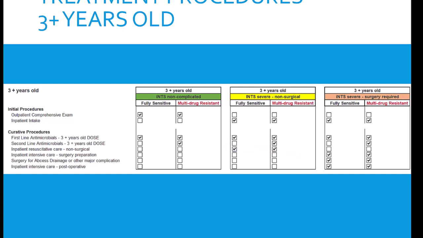When you move down to the surgery required cases, though, those, whether they're fully sensitive or multi-drug resistant, are going to be receiving inpatient intensive care surgery preparation, surgery for abscess drainage or other major complications, and inpatient intensive care post-operative care. So what we've done here is make sure that the procedures that are available are being applied to the right types of cases. And this is for the 3-year plus cases.